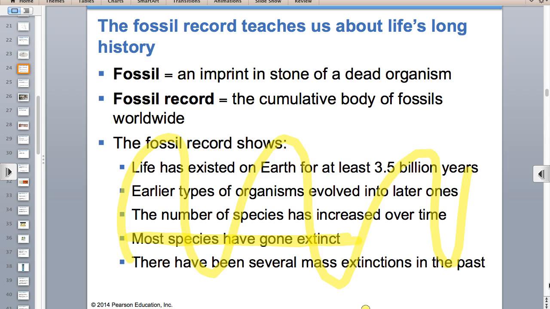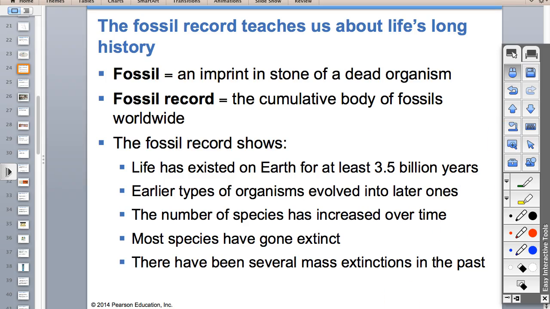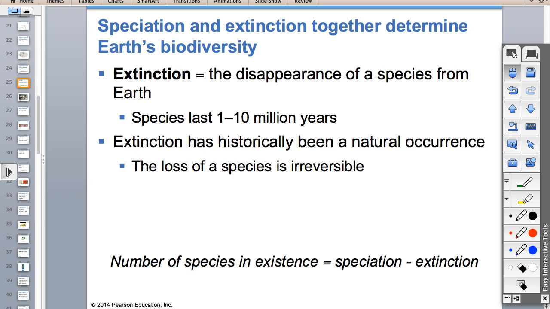And there's been several mass extinctions, right? When we think about the amount of life on Earth now, that is a lot. But we've had a lot of things that slowly over time have been replaced with new organisms or new species. And so most things on Earth are extinct. So extinction is the disappearance of a species from Earth.